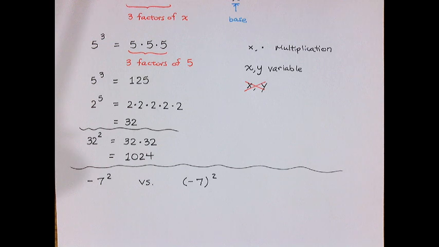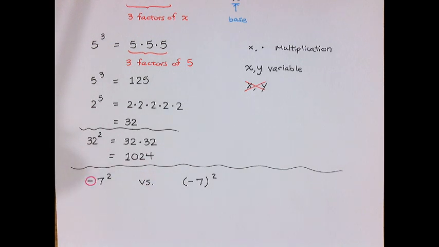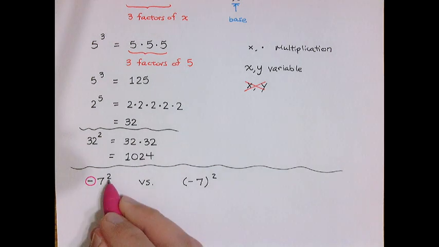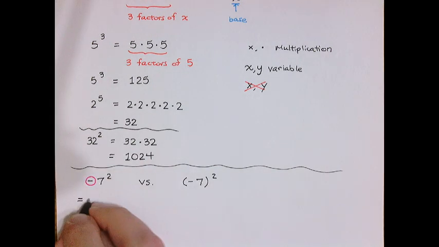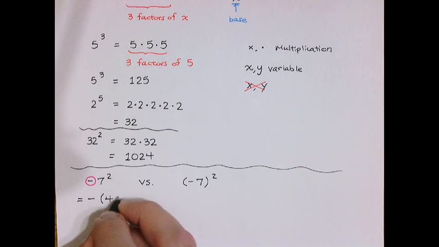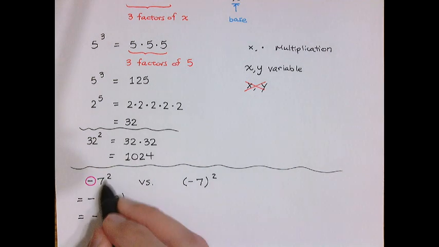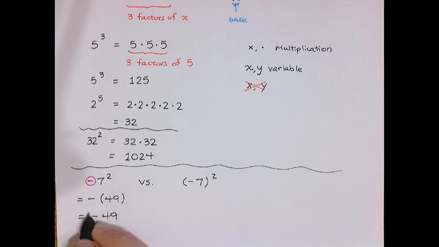This little negative right here is going to happen after you take care of the square. So the order of operations here is going to say, keep the negative here, and now you're going to work out 7 squared, which is 49. And so that gives you negative 49 as a result. The important thing is understanding that the square does not affect the negative. The square is only on the 7, and that's it.